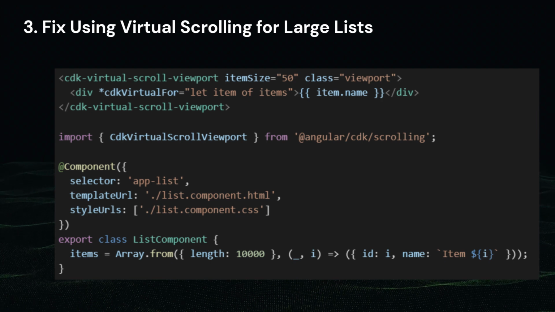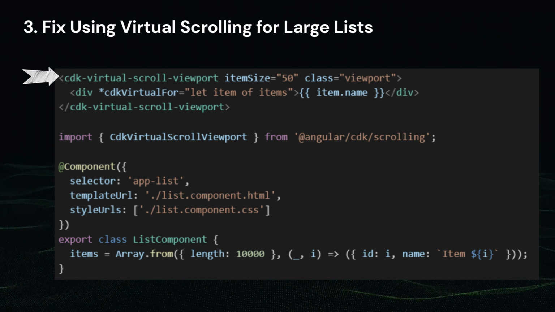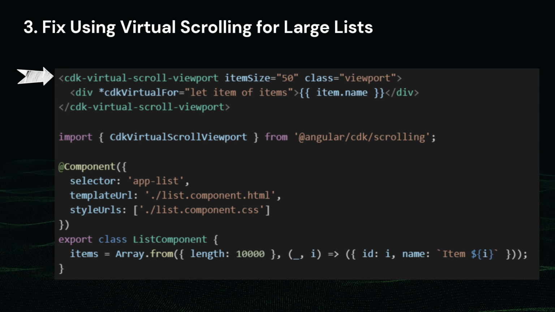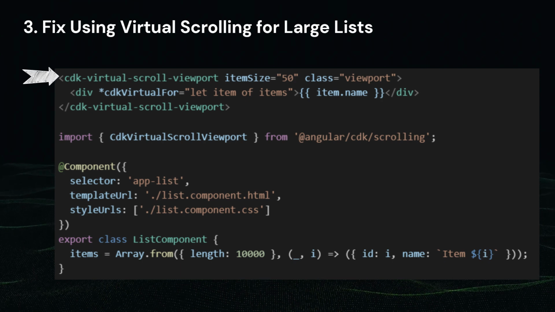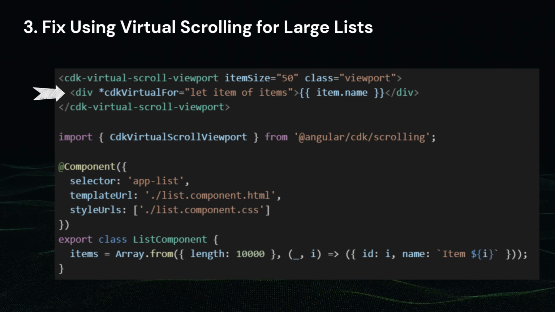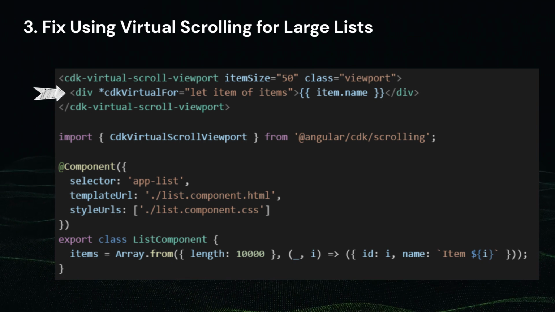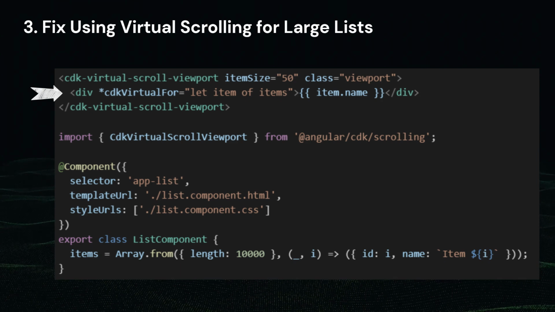Let's understand the HTML code first. cdk-virtual-scroll-viewport, this container ensures only visible items are rendered. itemSize equal to 50 specifies the height, in pixels, of each item, helping Angular calculate how many items fit in the viewport. *cdkVirtualFor equal to let item of items works like ngFor but only renders the visible portion of the list, keeping performance smooth.